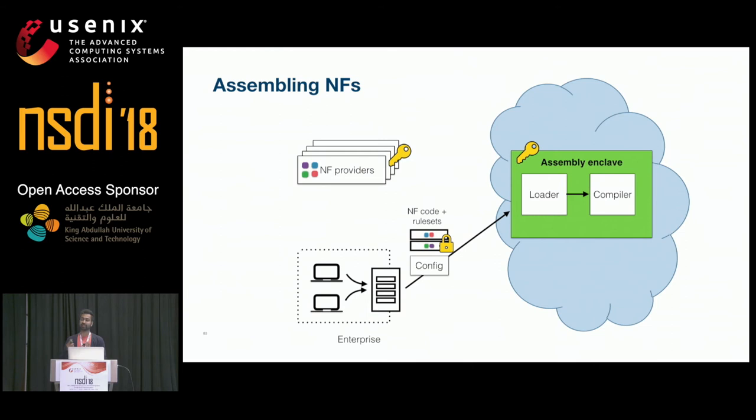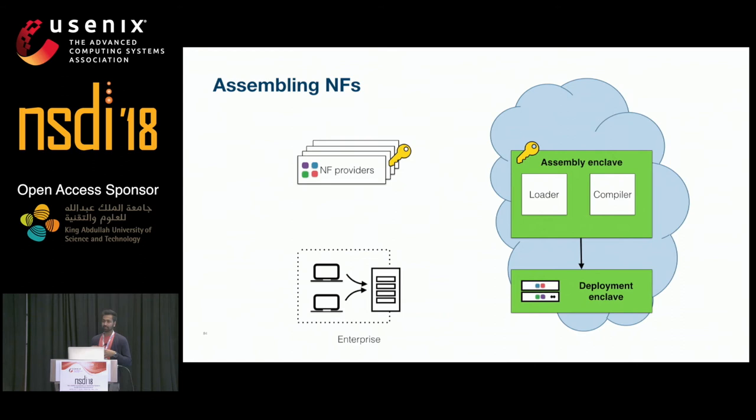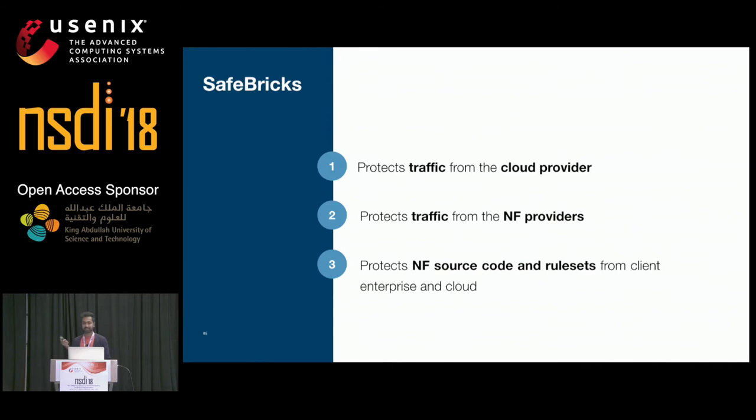The configuration file is used to build the NFs and stitch them together. And then finally, the binary is deployed in a new enclave. And now the enterprise can start sending over its packets and NF processing can resume. And this is how we achieve the three security goals that we started out to achieve earlier.